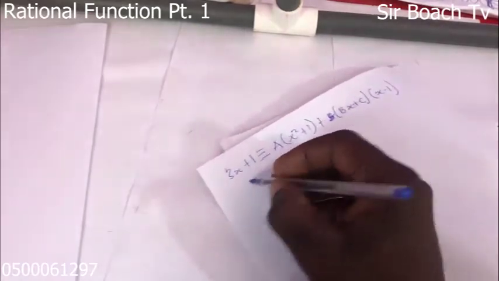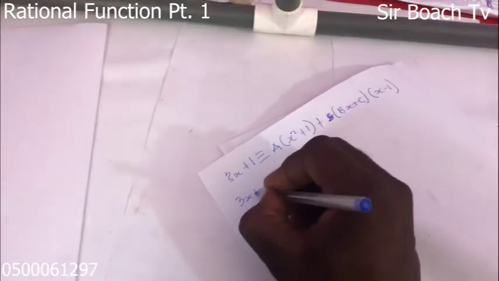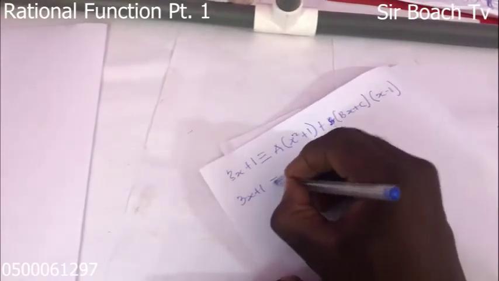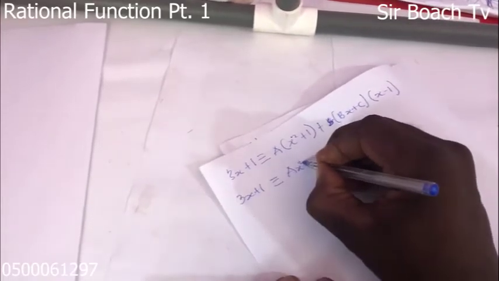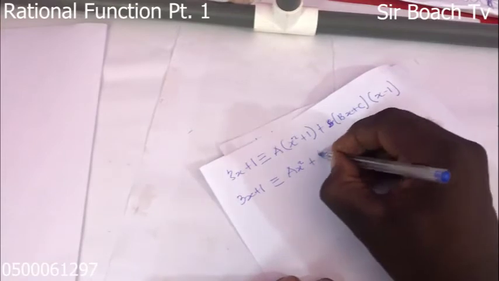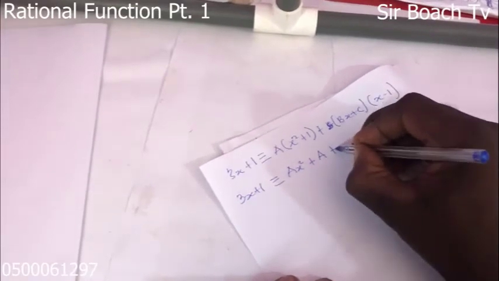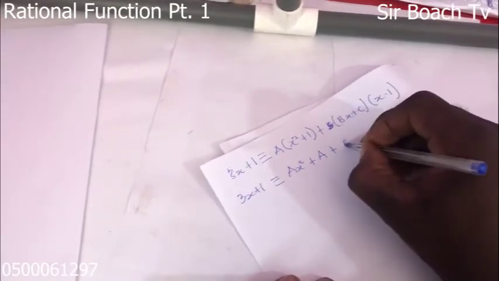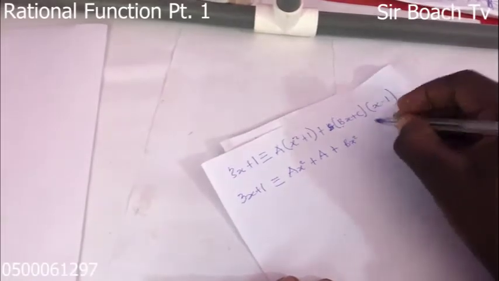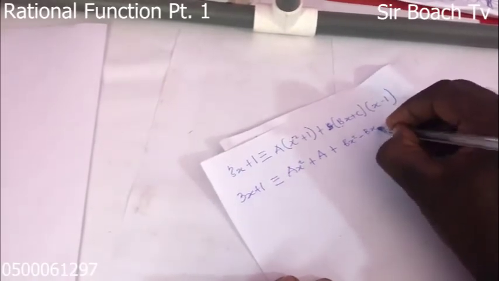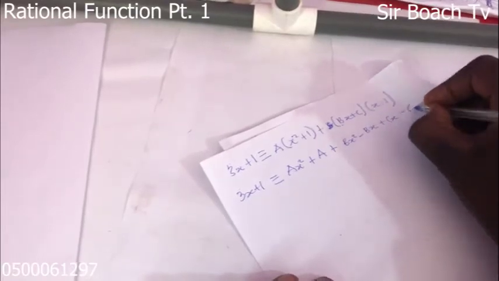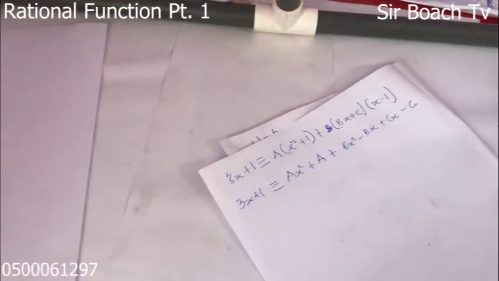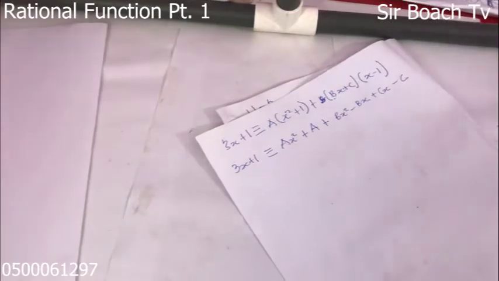Now let's expand. So we are going to get 3x plus 1. Then we are going to get, this one will give you as cube, sorry, as square plus a, then this and this will give me bs square minus bx plus cx minus c. This is what we will get.